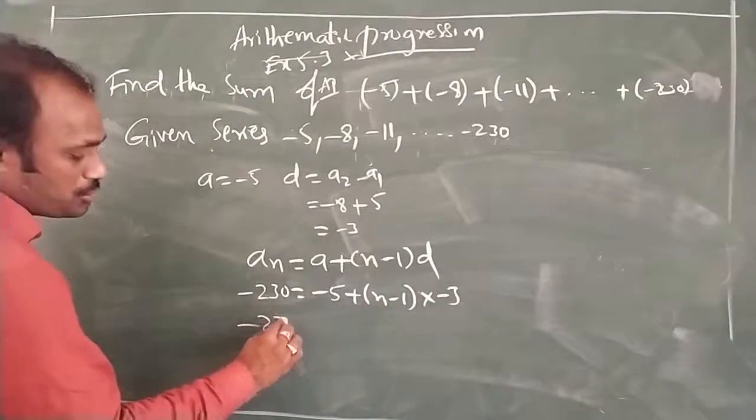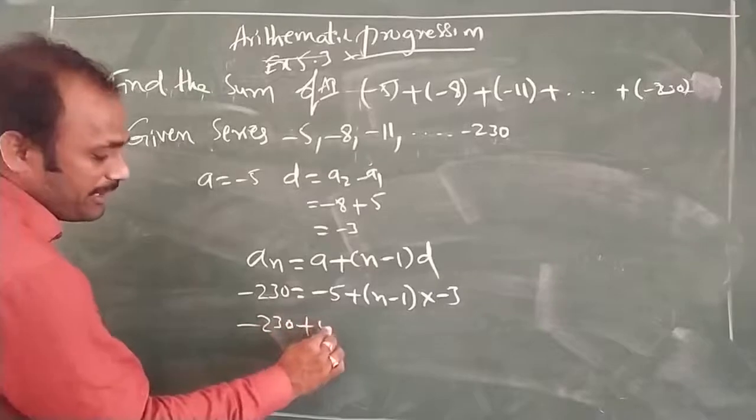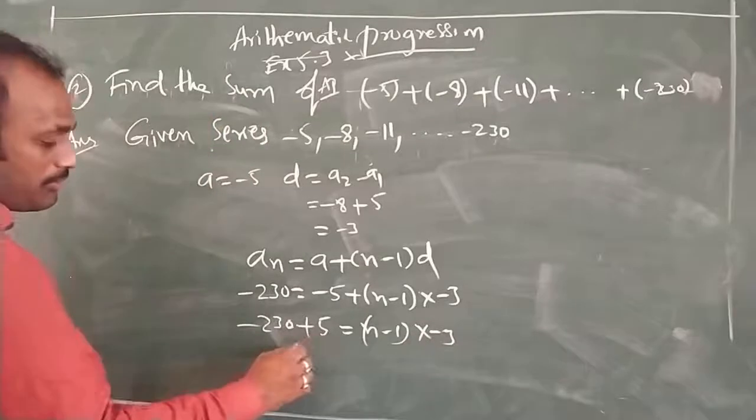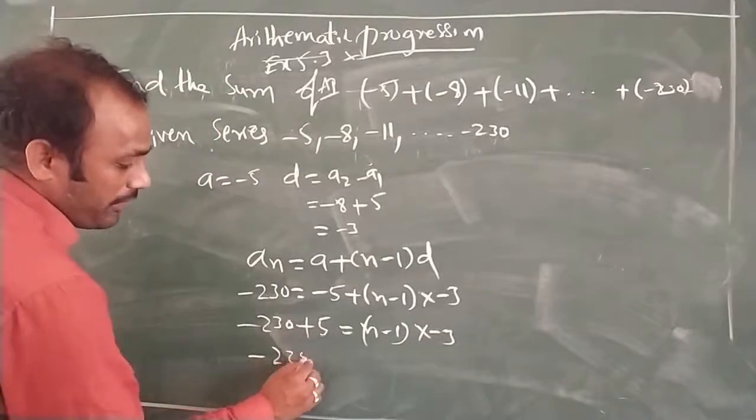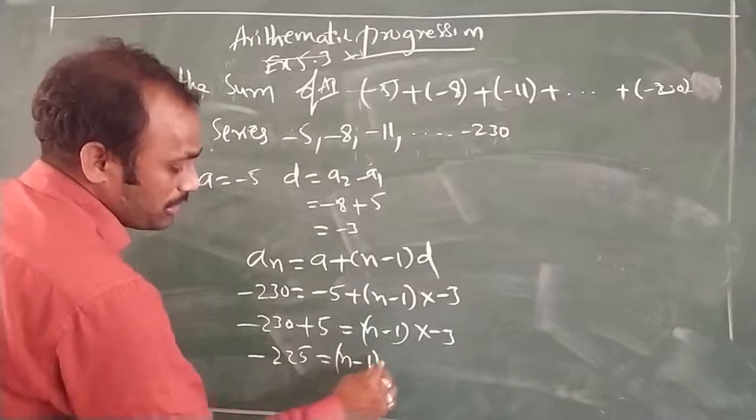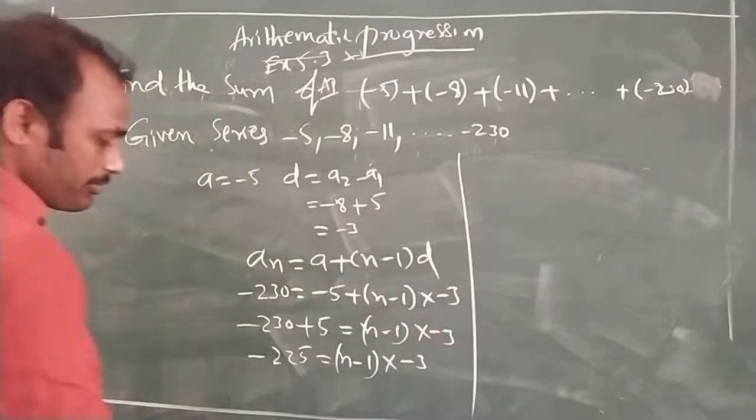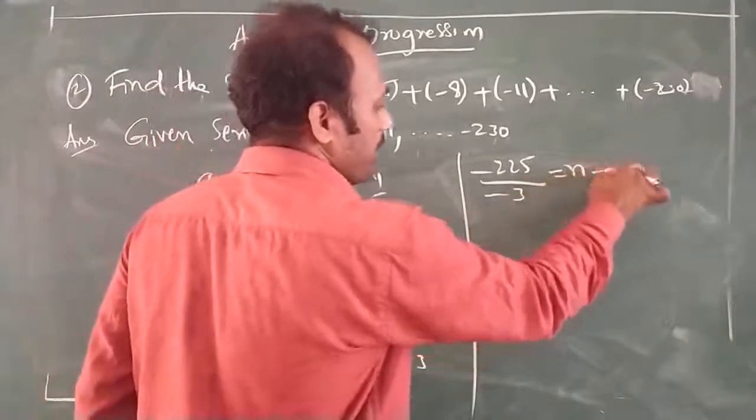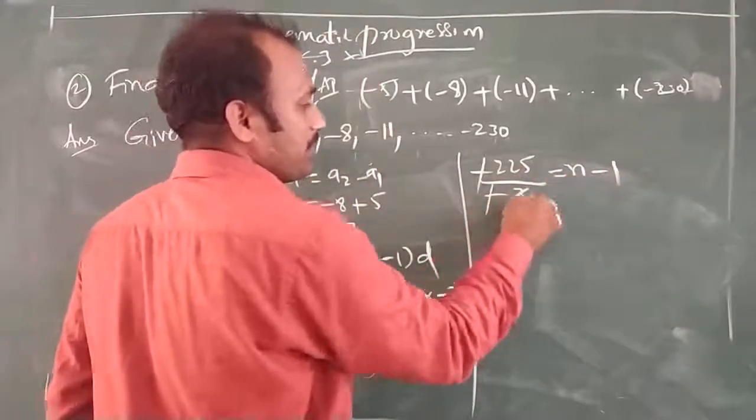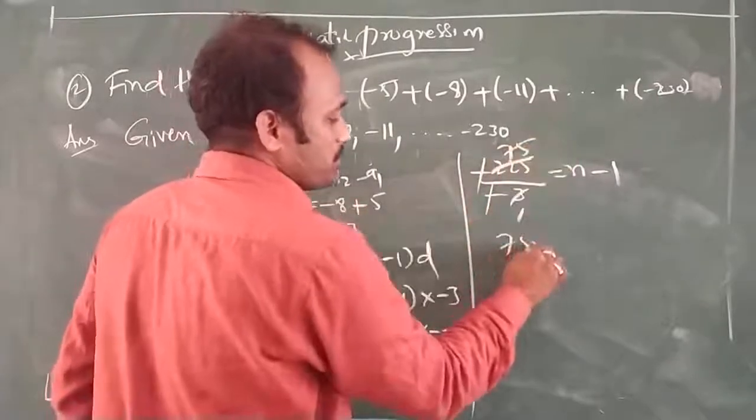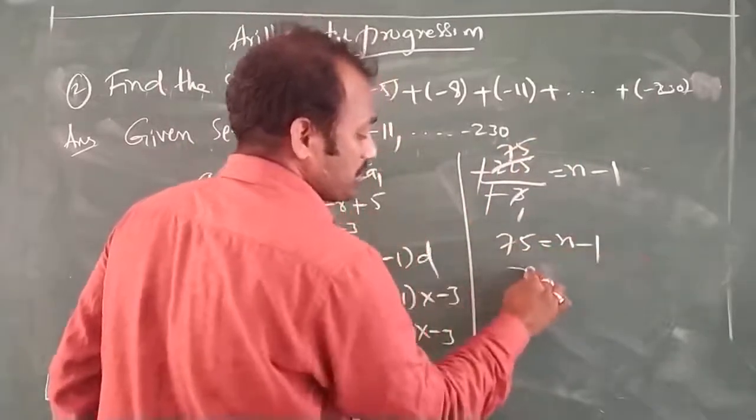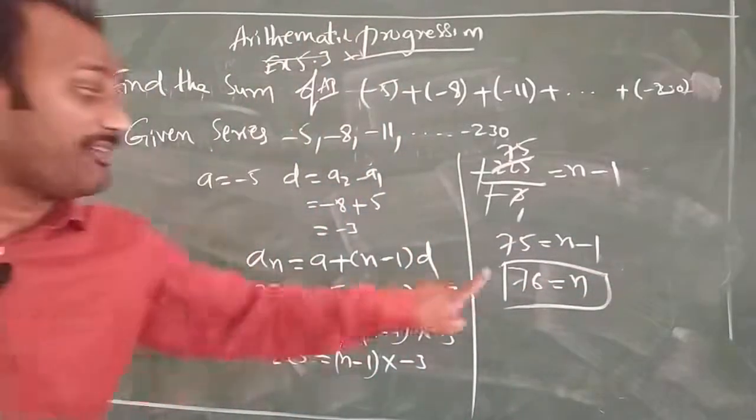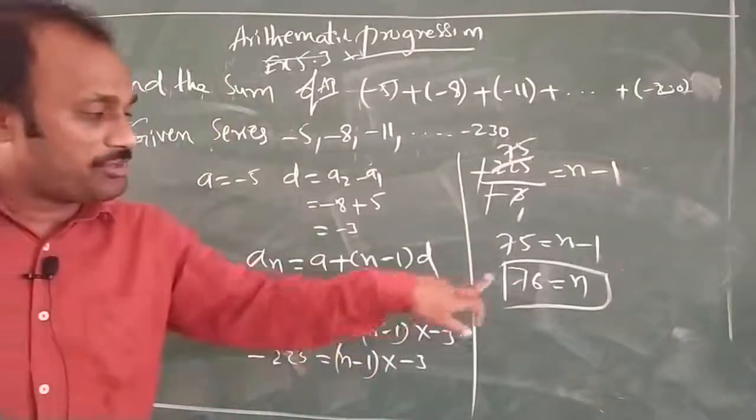So minus 230, first let us transpose the a term, plus 5 is equals to n minus 1 into minus 3. So minus 225 is equals to n minus 1 into minus 3. So minus 225 by minus 3 is equals to n minus 1. Minus minus gets cancelled. 3 7s, 3 5s. So 75 is equals to n minus 1. 76 is equals to n. So how many terms are there in this series? 76 terms are there.